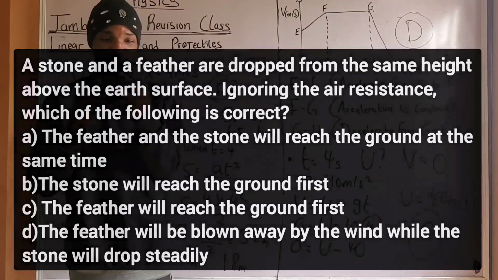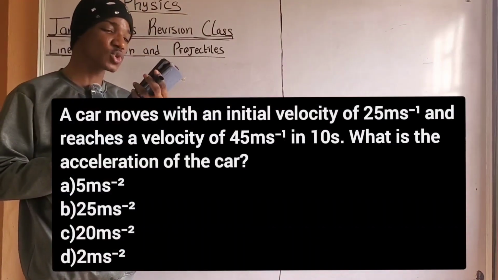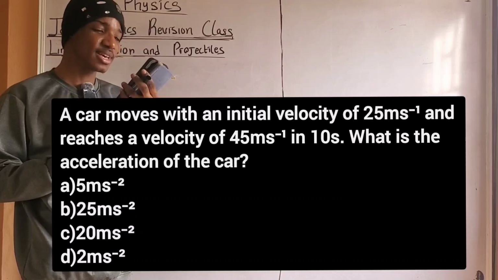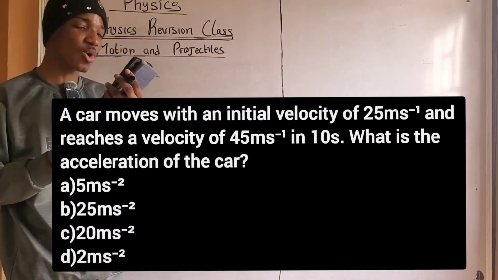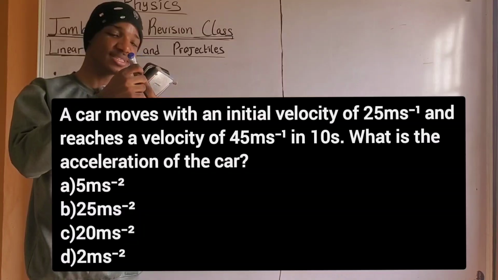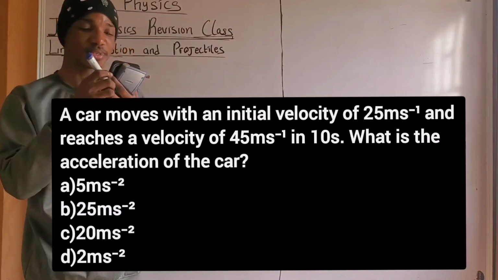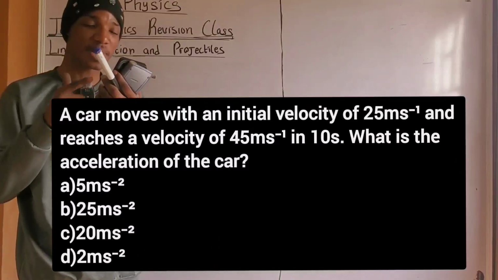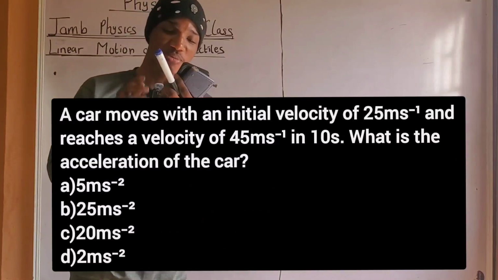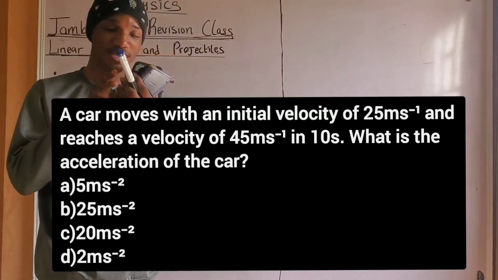Do you understand? A car moves with an initial velocity of 25 meters per second and reaches a velocity of 45 meters per second in 10 seconds. What is the acceleration of the car? A. 5 meters per second squared. B. 25 meters per second squared. C. 20 meters per second squared. D. 2 meters per second squared.